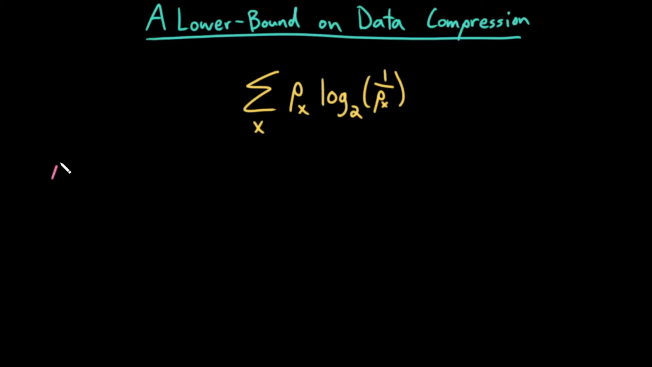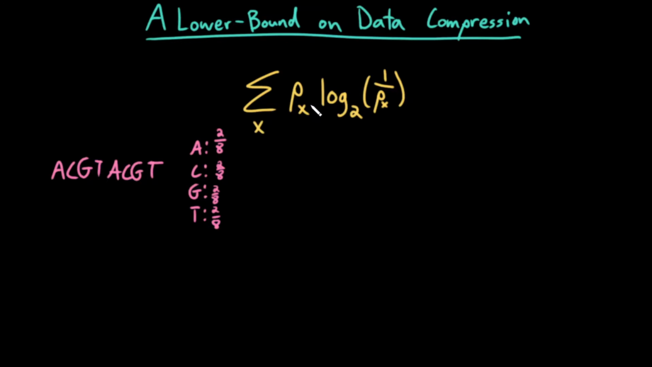So let's think about the scenario where I have the string ACGTACGT. I would first compute the frequency of every single unique character. So my unique characters are A, C, G, and T. The frequency of A is 2 out of 8. The frequency of C is 2 out of 8. 2 out of 8, 2 out of 8.